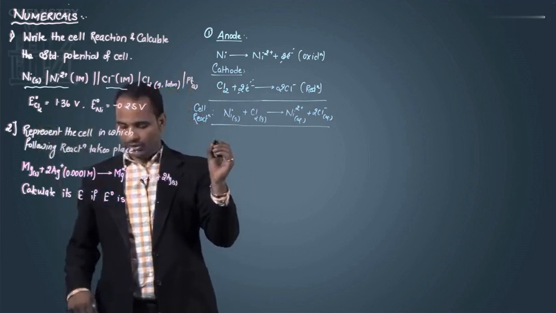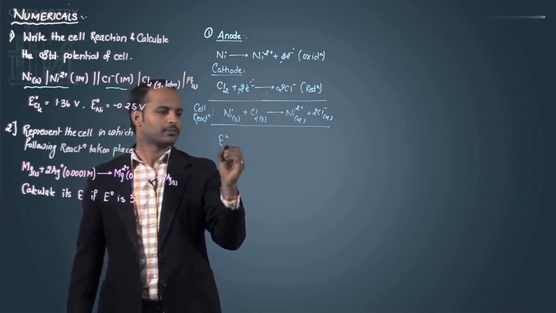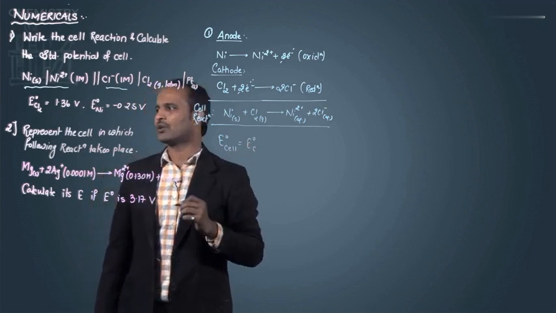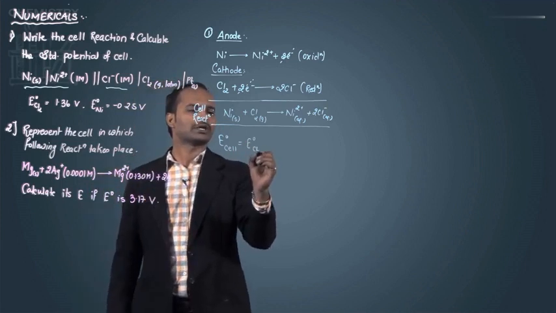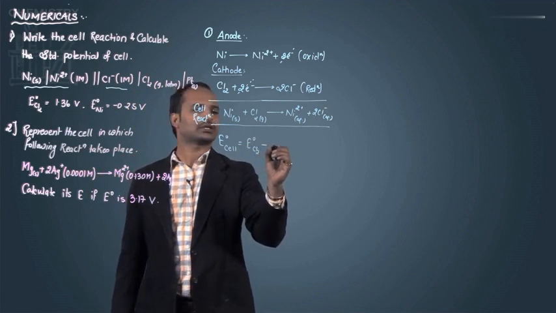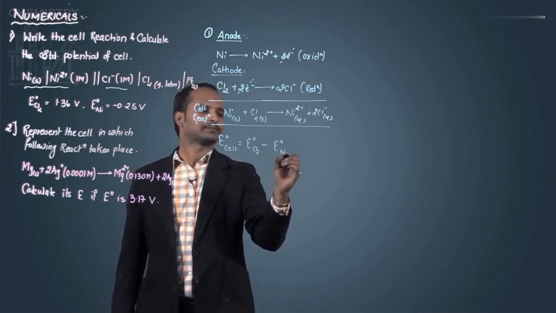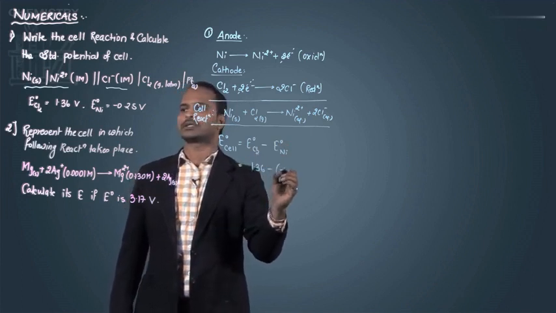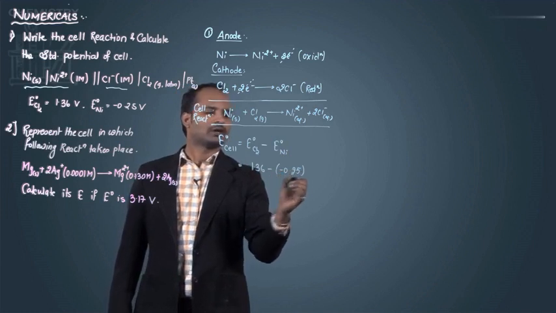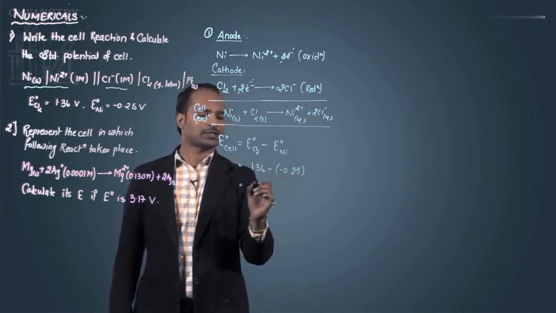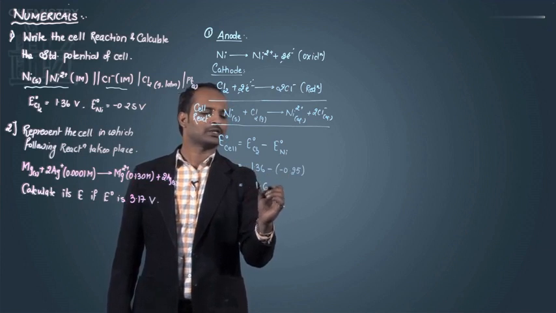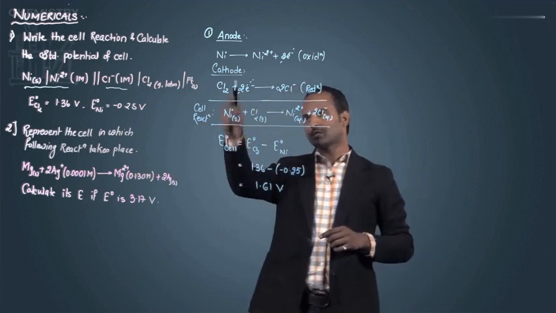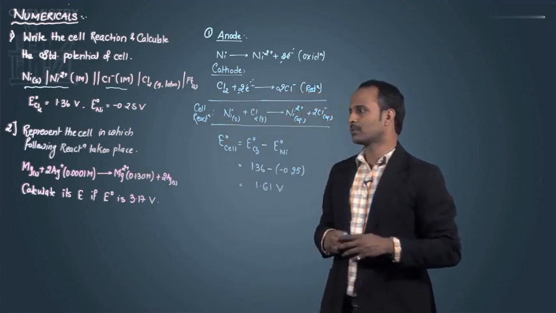Standard electrodes are given here. So E naught cell is equal to E naught cathode minus E naught anode. What is the cathode here? Chlorine is the cathode, minus E naught anode. What is the anode here? Nickel. So chlorine is 1.36 minus 0.25 for nickel. Minus and minus become plus, so they get added, and you get the answer 1.61 volt. So the E naught cell value is 1.61. That gives the cell reaction and the E naught value, the standard cell potential.